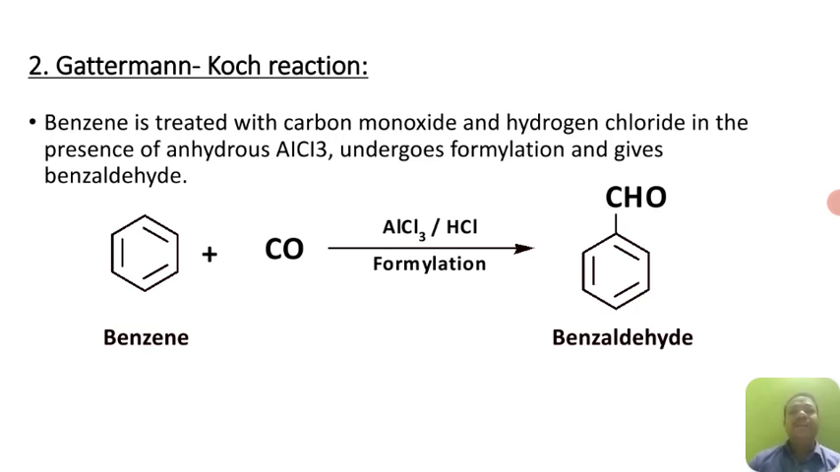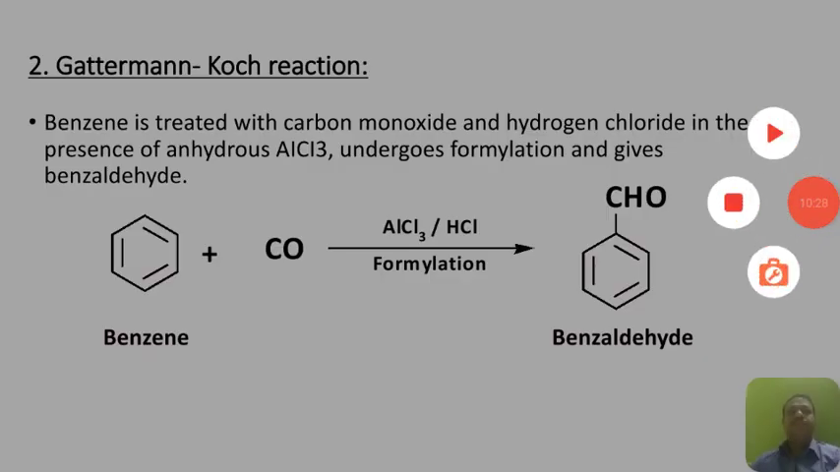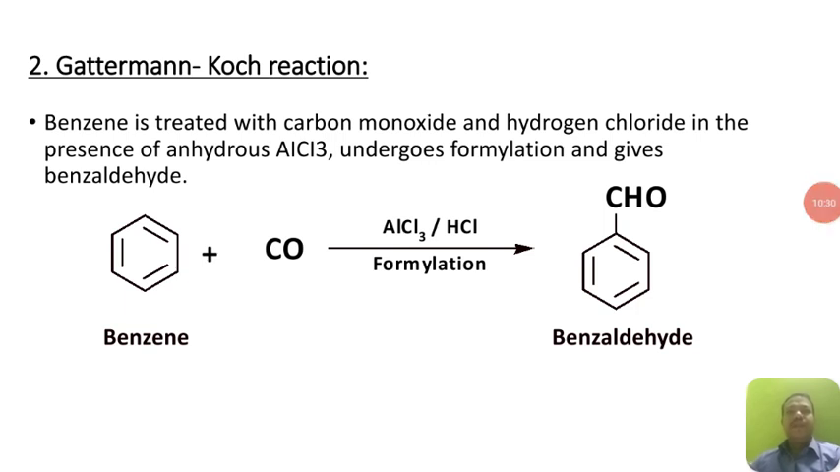So anhydrous aluminum chloride acts as a Lewis acid here. So when benzene is reacted with equimolar proportion of carbon monoxide and hydrogen chloride in the presence of a Lewis acid such as anhydrous aluminum chloride, formylation takes place and benzene is converted into benzaldehyde. So this Gattermann-Koch reaction is similar to your Friedel-Crafts acylation reaction.